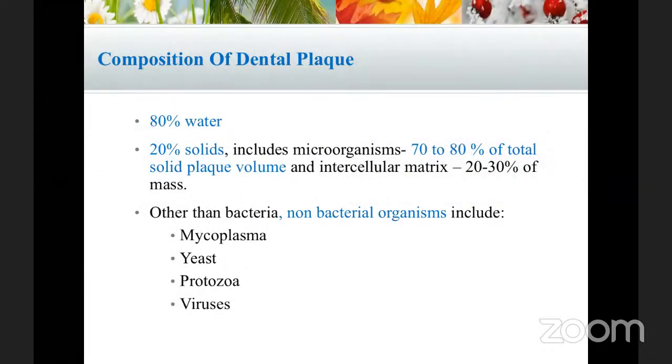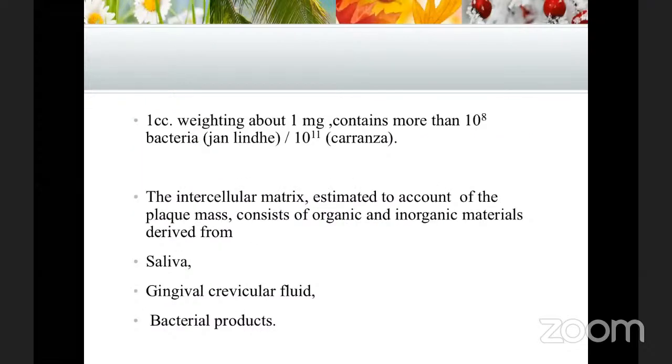80% of the plaque is water, 20% is solid. Out of this 20%, 70 to 80% of total solid plaque mass is the microorganisms, and the rest is intercellular matrix. Microorganisms other than bacteria are mycoplasma, yeast, protozoa, viruses. We know that 1 cc of plaque, weighing about 1 milligram, contains more than 10 to the power 8 bacteria. According to Linde, according to Kerenza, it's 10 to the 11. The intercellular matrix is estimated to account for part of the plaque mass: organic, saliva, GCF, and the rest.